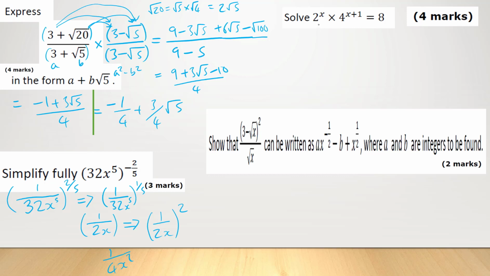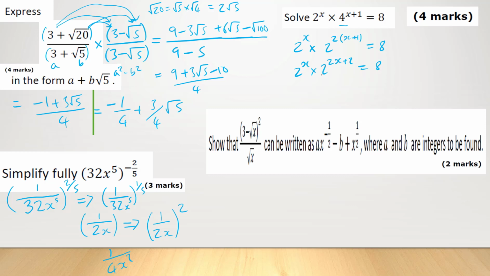Another question on index rules and understanding it. That's 4 marks, and you might have seen this as a GCSE question. So, can you see this is a power of 2? So we can rewrite that as 2 to the power x times 2 squared to x plus 1 equals 8. Okay, so what do we get here? We get 2x times 2, and let's multiply out this bracket to the 2x plus 2 equals 8.